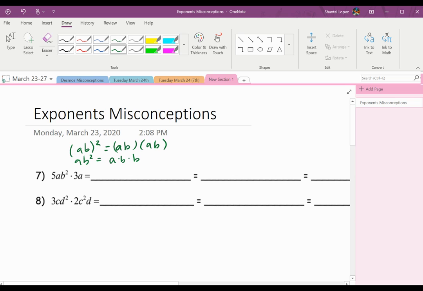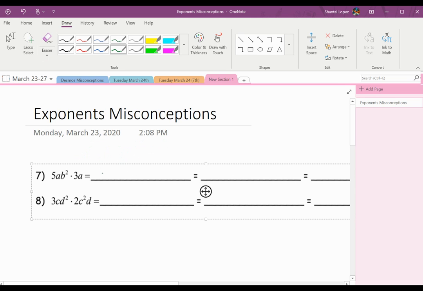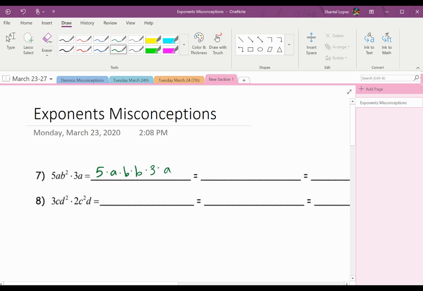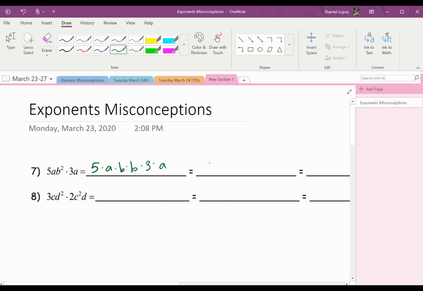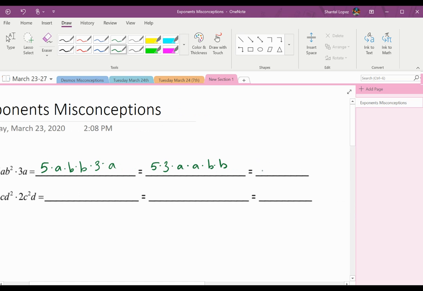Okay, so let's go ahead and do it now the correct way. Expanded, this would be 5 times A times B times B times 3 times A. Rearrange: remember, when we rearrange, we bring our numbers to the front and then all our letters in alphabetical order. 5 times 3 is 15. A lot of you guys wrote it was 8. Remember, we're multiplying, not adding. And then A, I have 2 A's and I have 2 B's.